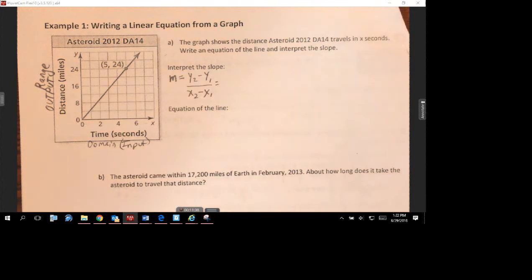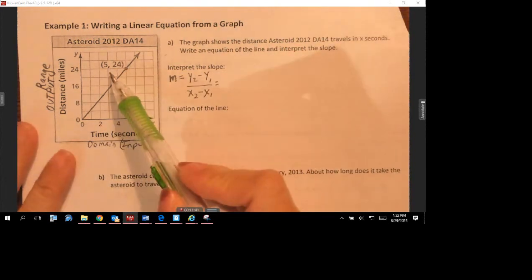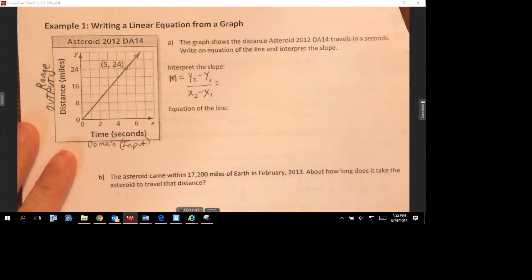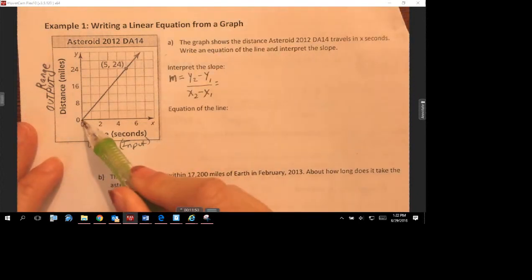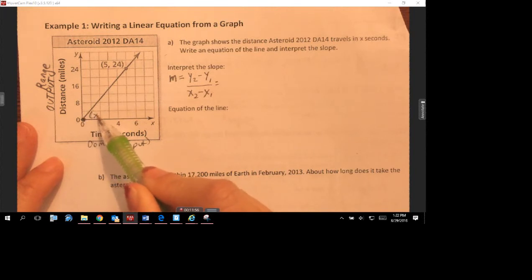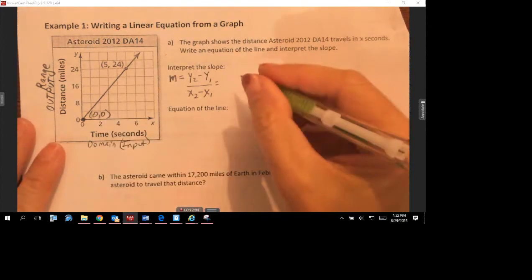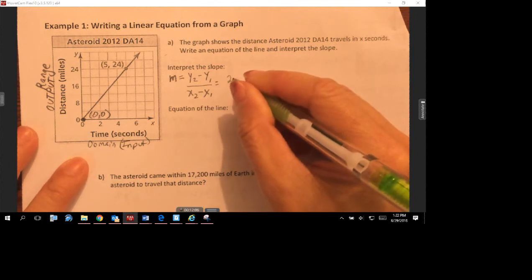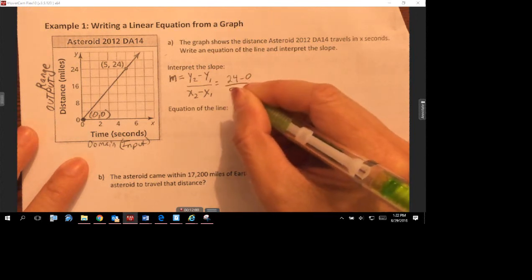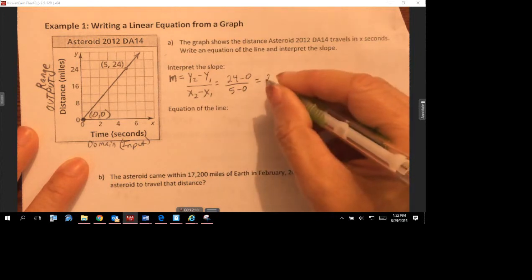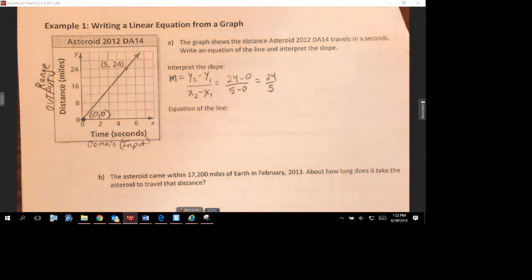Now to do this, I need 2 ordered pairs. One of the ordered pairs, they've listed 5, 24. Is there another ordered pair that we can figure out easily? 0, 0, does it go through 0, 0? Looks like it. So let's use that one as our other ordered pair. So we will do 24 minus 0 over 5 minus 0. 24 fifths.